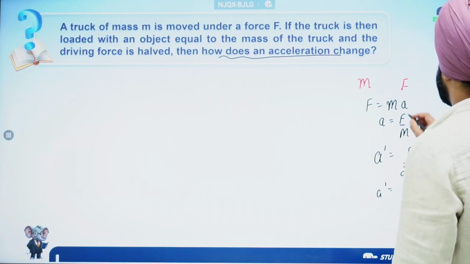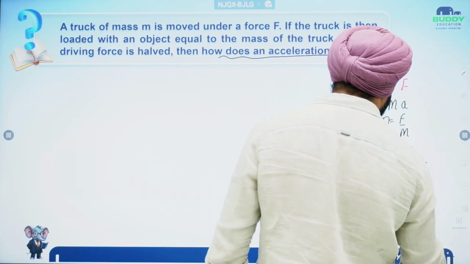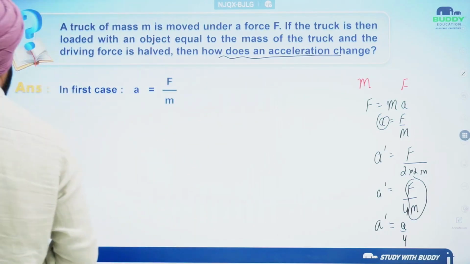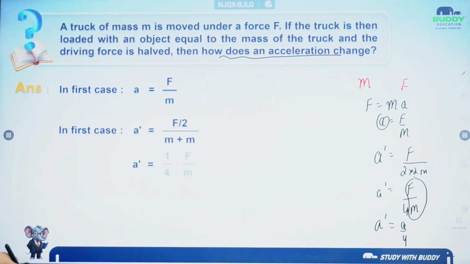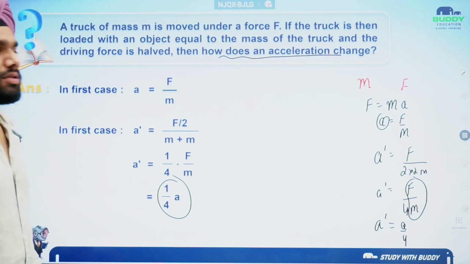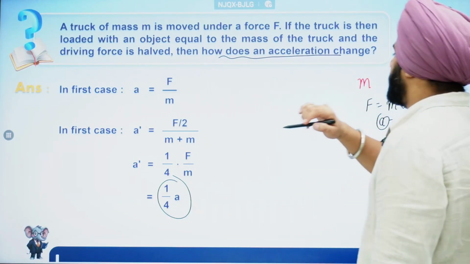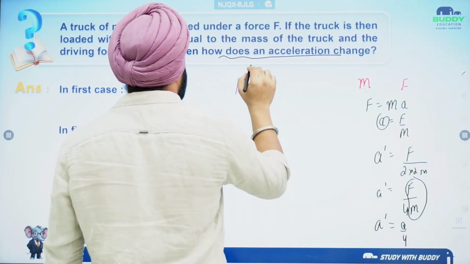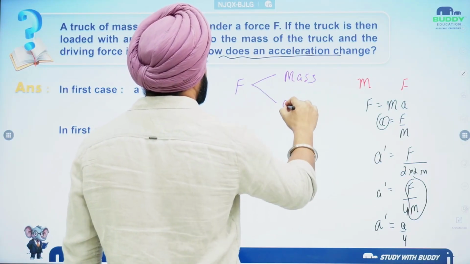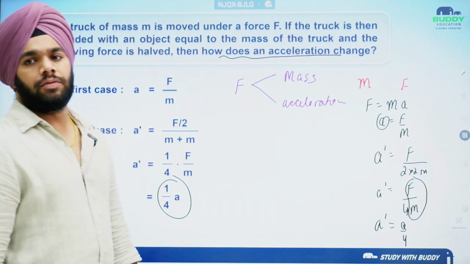And F by m is basically the acceleration. So a dash will become a by 4. That means 1 by 4 of the old acceleration, right? Got my point? So this is how we can tell that force is dependent on both mass and acceleration. If you change the mass, force will change. If you change the acceleration, force will change.